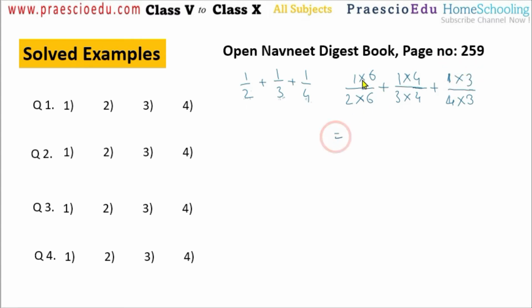So after this, 1 multiplied by 6 is 6 by 12, plus 4 by 12, and then plus 3 by 12. Now all are like fractions, so we can make the addition. Now the denominator is the same, so we keep it as it is. Then 6 plus 4 is 10, plus 3 is 13. So the answer is 13 by 12, and this is given in option number 2.